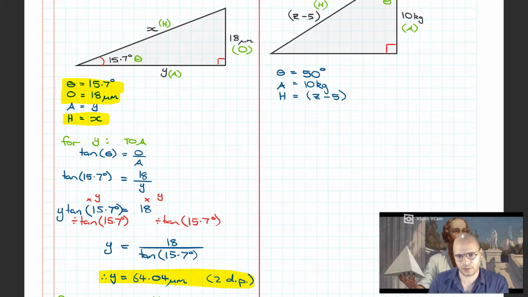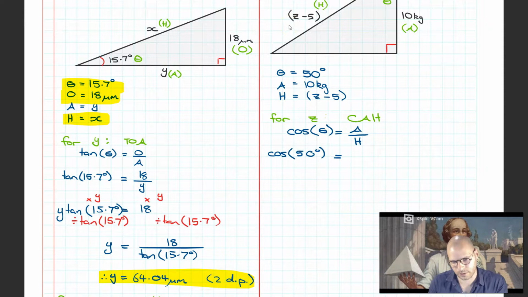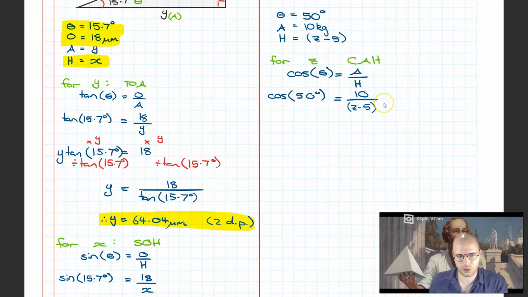Now looking at the quantities, we have theta, the adjacent, and the hypotenuse. So what this tells us is that we need to use cosine. So solving for z, we're using cosine. And then I sub in the values of 10 kilograms all over z minus 5. I'm going to keep the brackets there for now. Alright, so what you can see is that the unknown is at the bottom again.